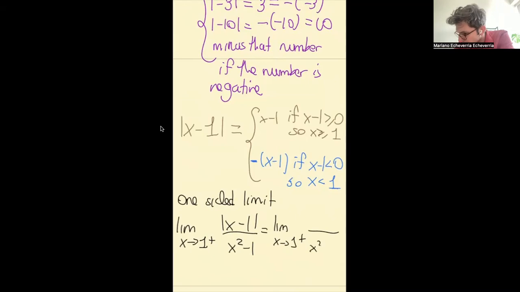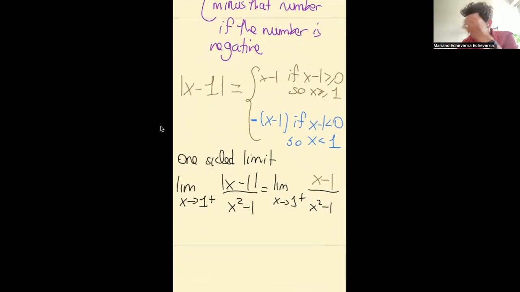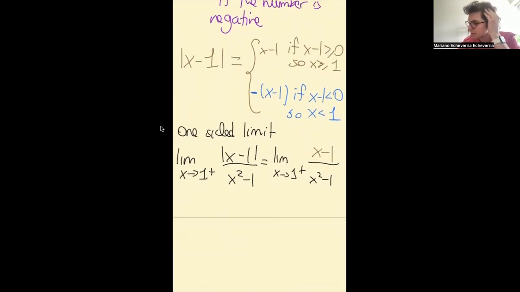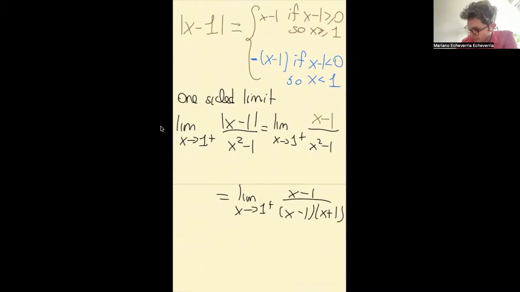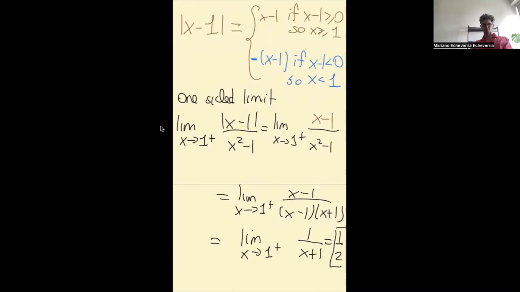So let me put here x minus 1. What that allows you is just to remove the absolute value sign, and after that it's very similar to what we were doing before, right? You just use the difference of squares formula in the denominator. So it gives you x minus 1 times x plus 1. And so it gives you 1 over x plus 1. And this is what? 1/2. Is that making sense? So the one-sided limit from the right, with values greater than 1, is 1/2. Any questions up to this point?